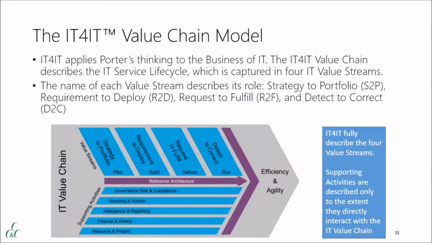The Open Group version of that, as it applies to the business of IT, looks like this. It is an application of Porter's thinking. There are four primary value streams in the value chain model, which are strategy to portfolio, requirement to deploy, request to fulfill, and detect to correct, or when you're talking to people who aren't used to that sort of language, plan, build, deliver, and run as four well-defined areas of work.